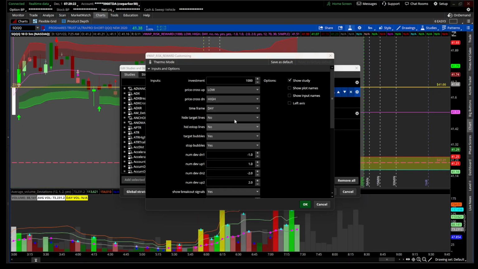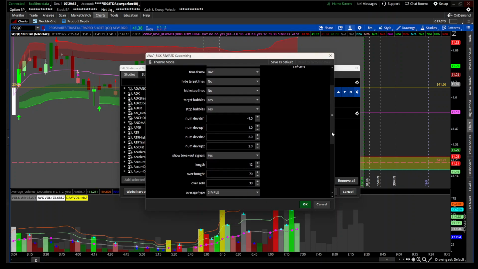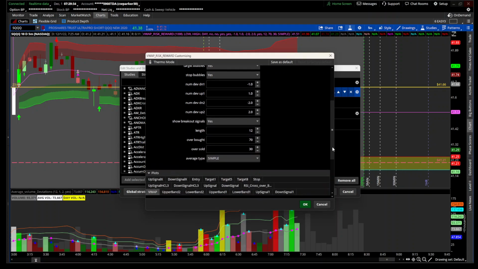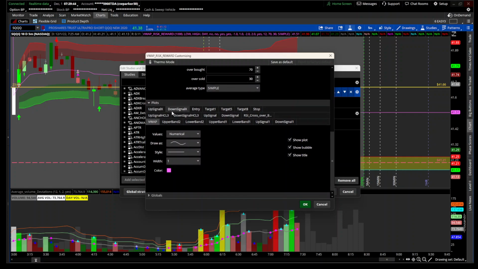You can come here and change any of this stuff. So you can hide target lines, hide stop line, target bubbles, stop bubbles. The only thing you won't be able to hide is the entry and the number of shares for those signals. Like I said, this is for the RSI. Let's come over here. These are some of the features.